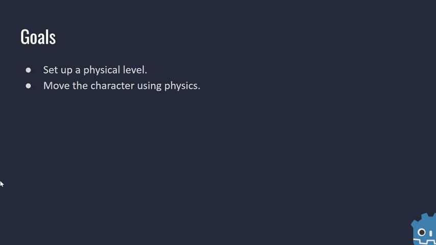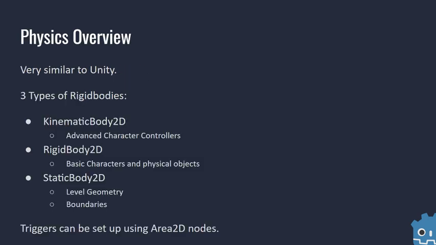All right, let's talk about physics. So we're gonna set up a physical level with collisions and everything, and we're gonna move our character not with translate, but with physics. The physics in Godot are very similar to Unity. We have 3 types of rigid bodies that we can use.